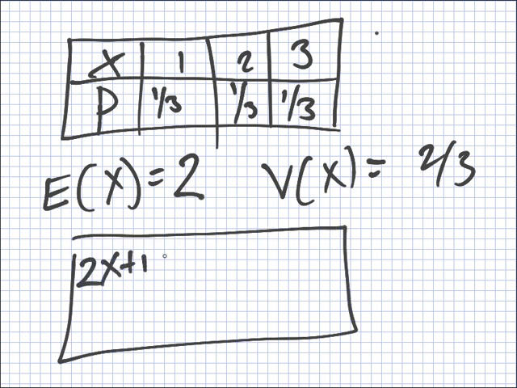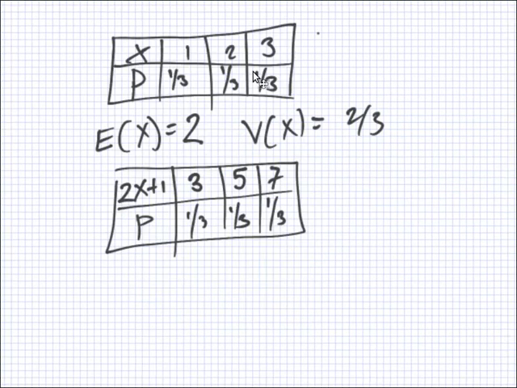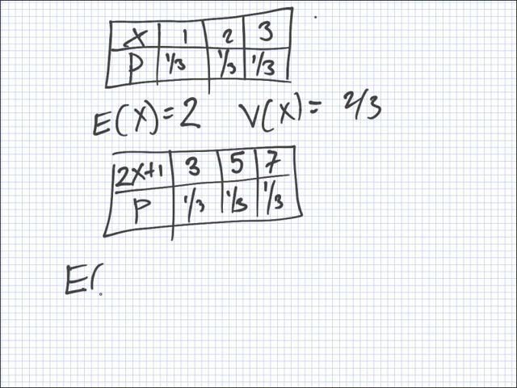2X plus 1. Well, it's going to be nearly the same. Probability 1 over 3, 1 over 3, 1 over 3. So this would be 3, 5, and 7. So calculate that, please. I think, again, you'll find quite quickly that this will be 5.